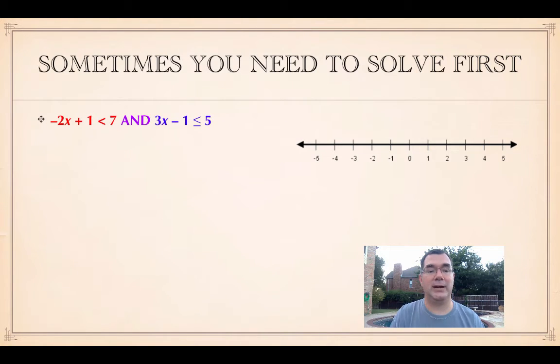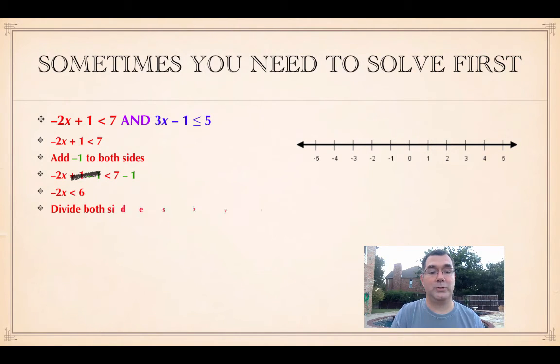So let's say I've got -2x plus 1 is less than 7, and 3x minus 1 is less than or equal to 5. So let's solve these. The first one is -2x plus 1 is less than 7. I will add -1 to both sides so that I get -2x plus 1 minus 1 is less than 7 minus 1. The plus 1 and minus 1 will cancel, so I've got -2x less than 6.